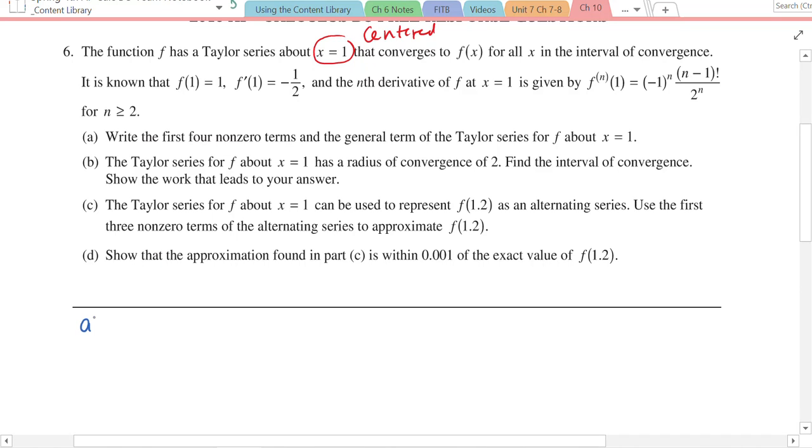So for part A, hang on a second. Here we go. Oh, lost it. Okay, just had to get rearranged.